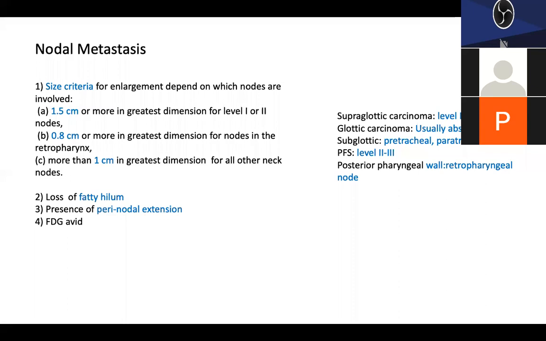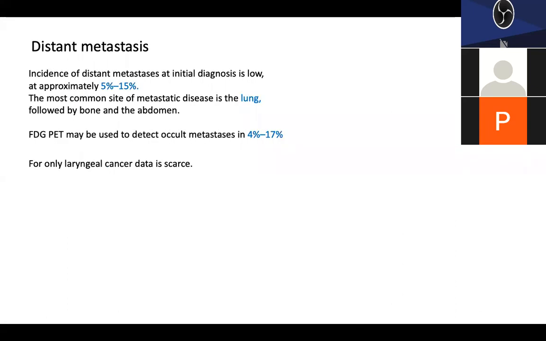And from TFS also levels 2 and 3, and if the posterior pharyngeal wall is involved, then the retropharyngeal spaces have to be assessed. There the soft tissue quantity is not that much, so retropharyngeal nodes might be missed, but PET always shows uptake and picks them up. Distant metastasis incidence at initial diagnosis is pretty low. Depending on the stage, it can be 5 to 15%.